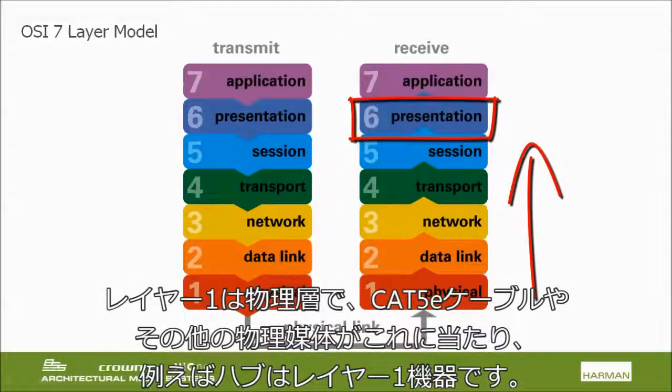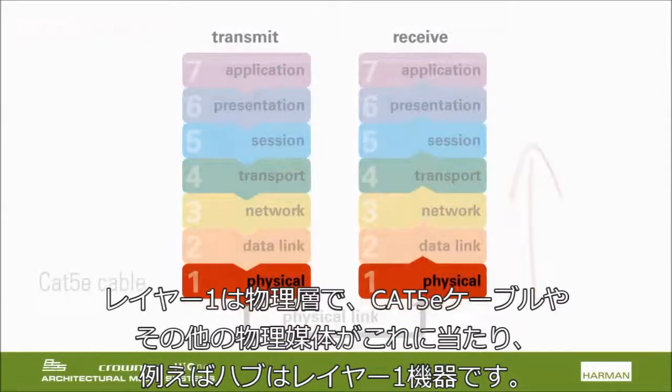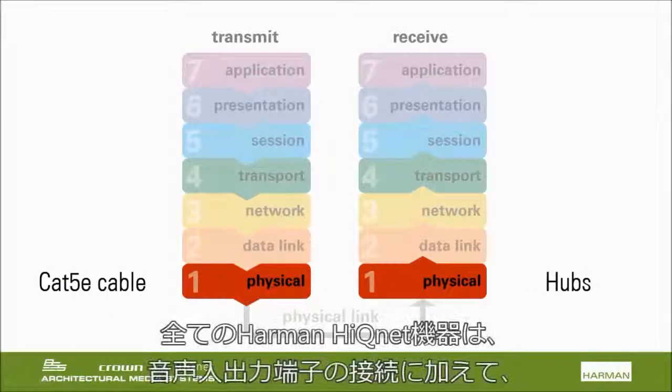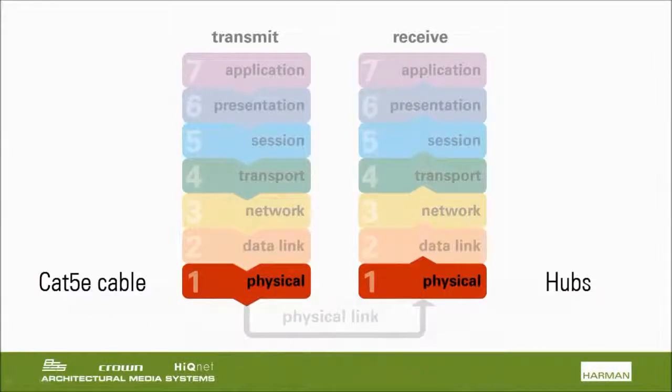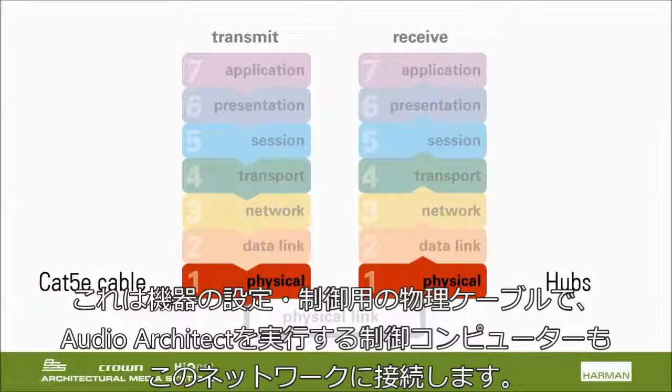Layer 1 is the physical layer. It's the Cat5e cable or other physical medium. For example, hubs are Layer 1 devices. Besides the audio connection points being wired together, all Harman HiQNet devices in your design must be physically connected to their appropriate network via Cat5e cable plugged into the Ethernet port. This is a physically separate cable set for configuration and control of devices, and a control computer with Audio Architect is also plugged into this network.